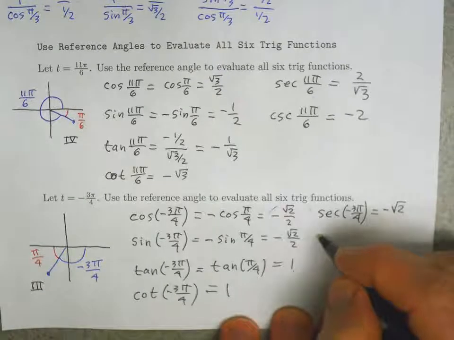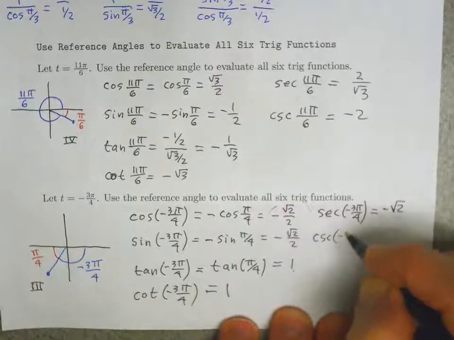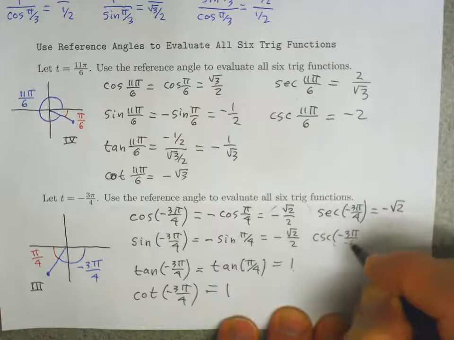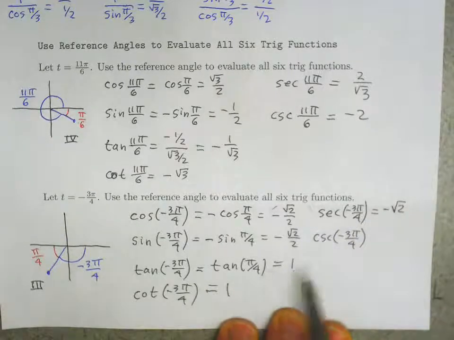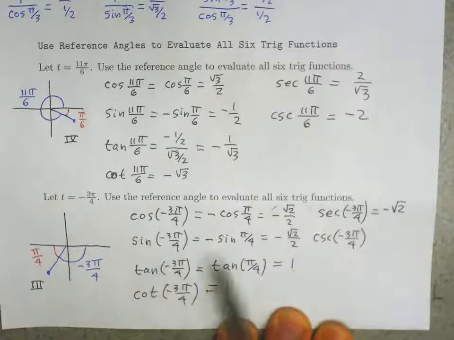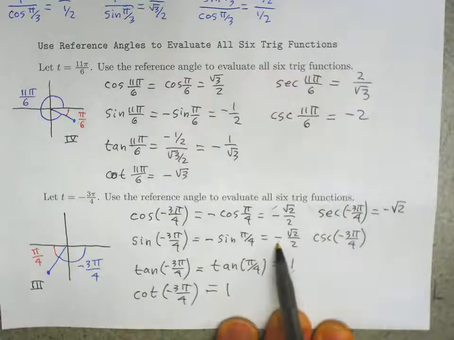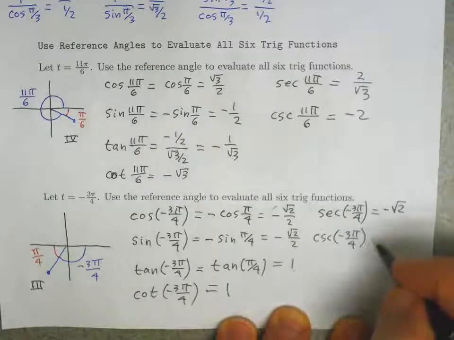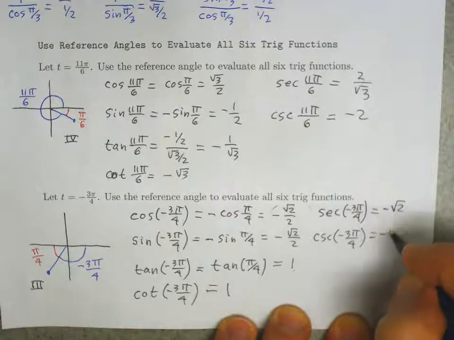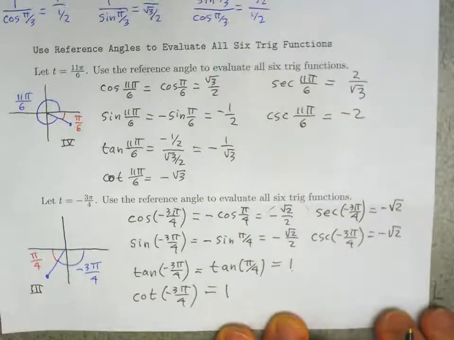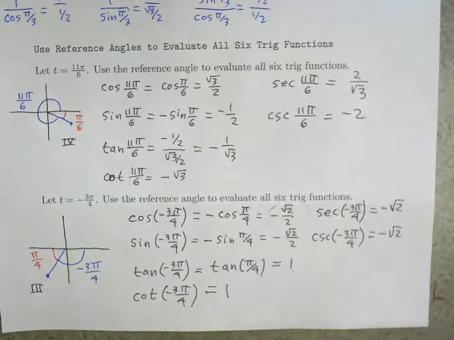And then cosecant of negative 3 pi over 4. That's the reciprocal of sine of negative 3 pi over 4. So the reciprocal of negative square root of 2 over 2 also simplifies to negative square root of 2. Okay, these are good exercises to do. Make sure that you're familiar with all of those special angles.